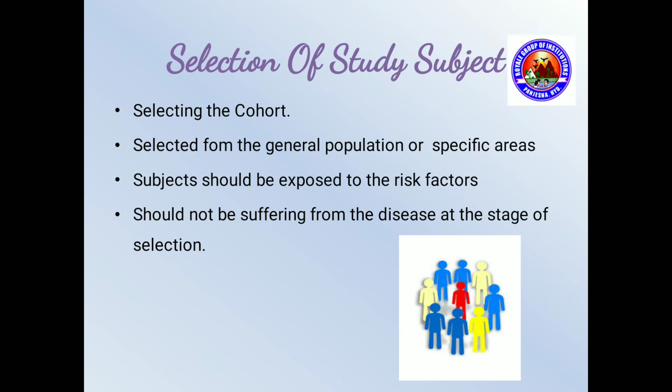The first and foremost step is to select a cohort, which is, as previously mentioned, a group of people with common similarity. It may be selected from the general population or may be selected from a specific area. All subjects should be exposed to the risk factor and should not be suffering from the disease at the time of selection.